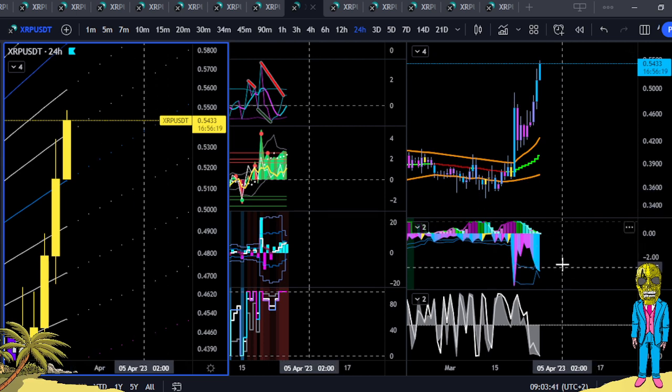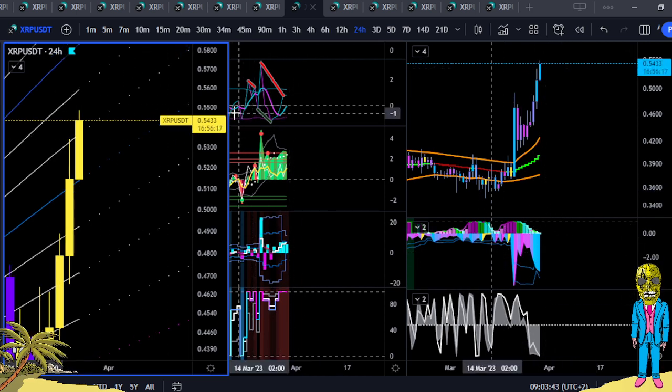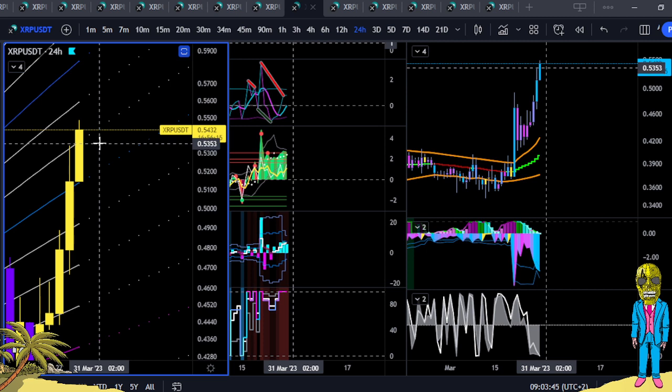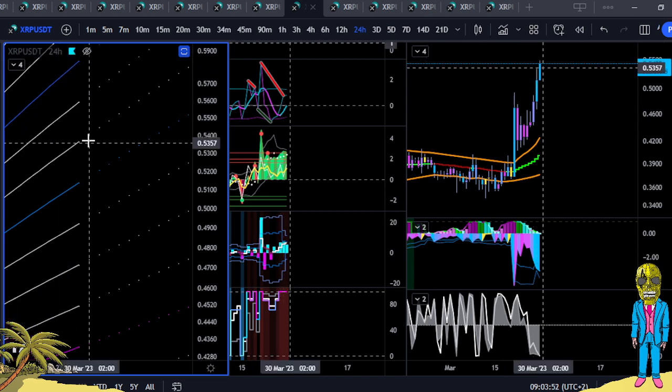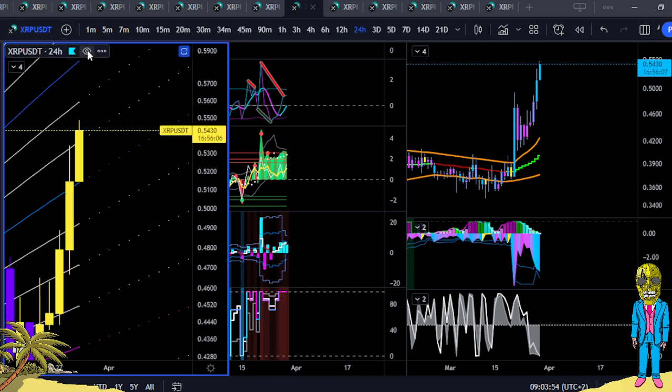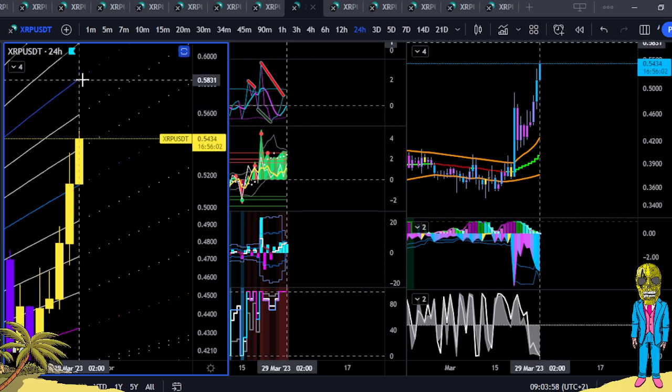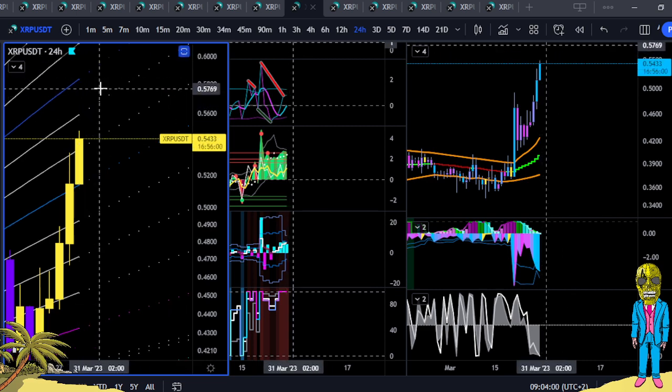So what are we looking for this pump to continue? We're looking for a close above 53 pretty much, where these dots are. I need to turn that off. Where's that? So 53.72. Looking for a close above there to get you to the continuation phase of 58.31.